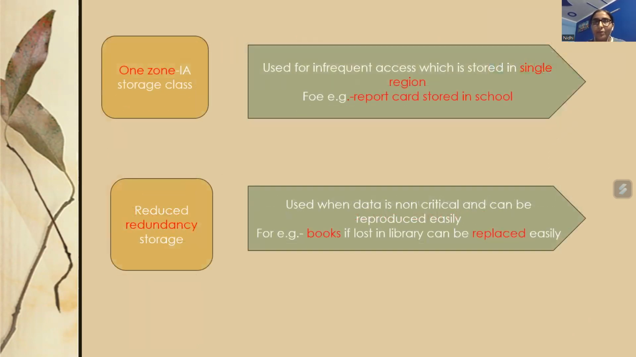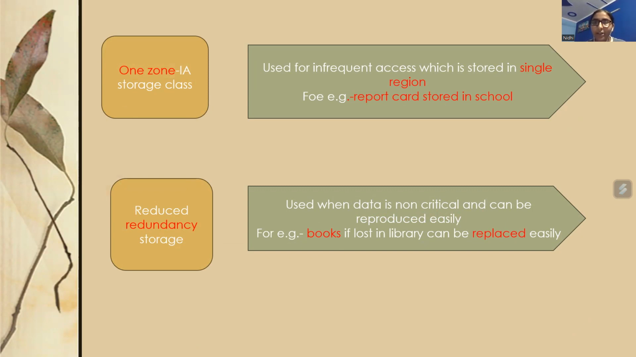Next one is One Zone IA storage class. It's also part of S3 only. Here it's for a single region, infrequent access. For example, a report card in a school. A report card will obviously be in a school; it's not like in a hospital you will have a report card of a student. No, you only have it in a school. So if you're specifying only a single region, infrequent data, we will use One Zone IA.